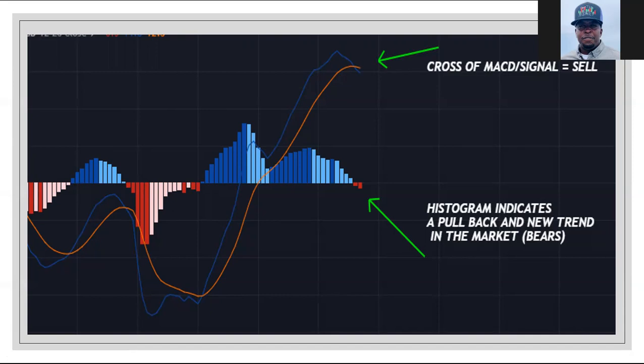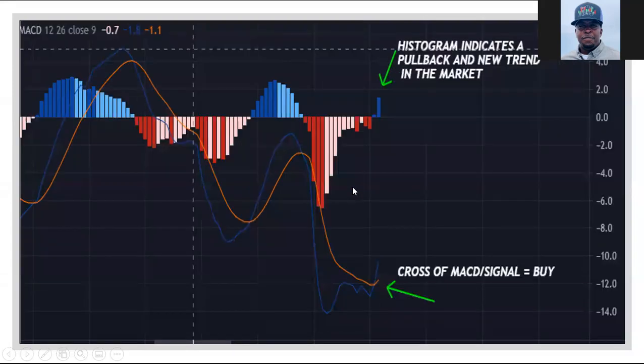All right, we got 3 confirmations coming up. But you see the shift of the signal in the MACD, and then you see the bears getting ready to take control. Same thing for the buy. We see the shift of the signal in the MACD, and we see those bulls getting ready to take control.